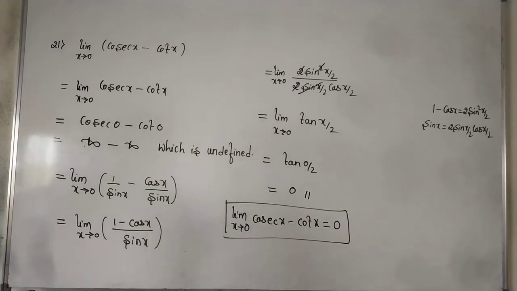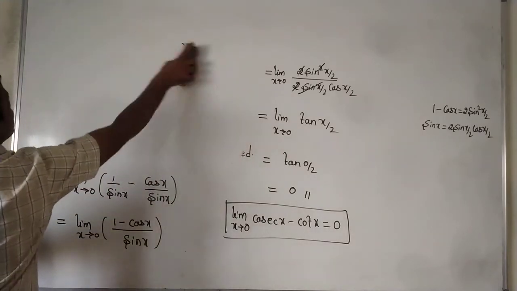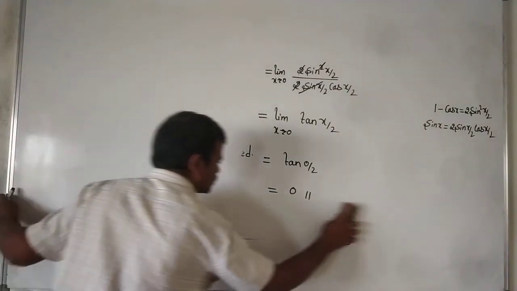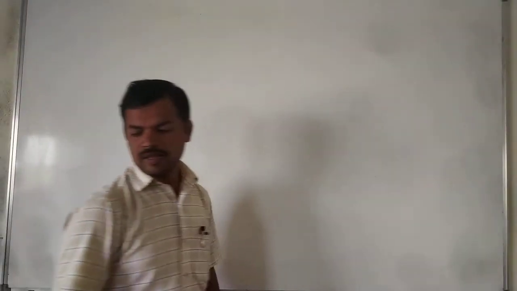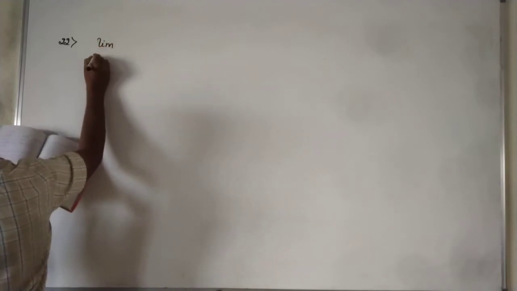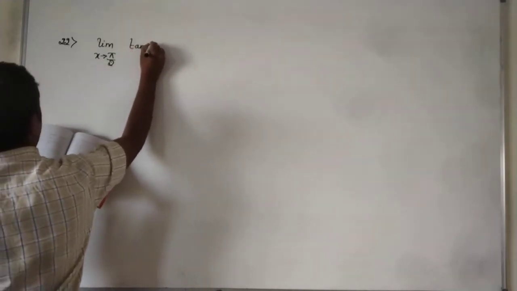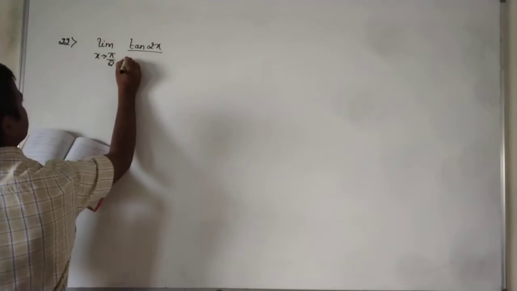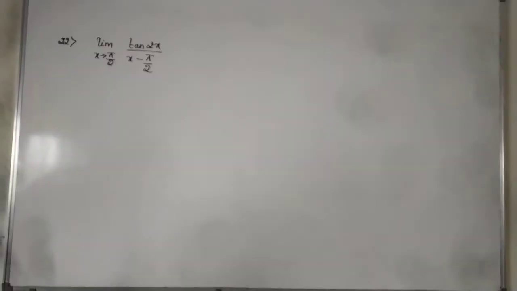So next we move to another problem. Problem 22: limit as x tends to pi by 2 of tan 2x divided by x minus pi by 2.